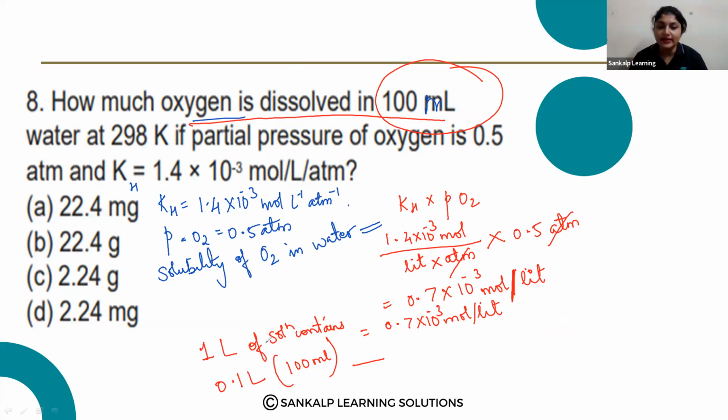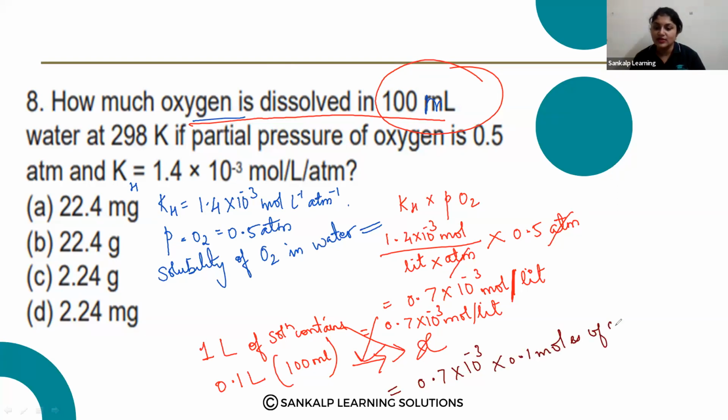So for 1 liter of solution, it contains 0.7 into 10 raised to minus 3 mole per liter. So for 0.1 liter, that is 100 ml, it contains how much? Just cross multiply. After cross multiplying, what you will get is 0.7 into 10 raised to minus 3 into 0.1 moles of oxygen.